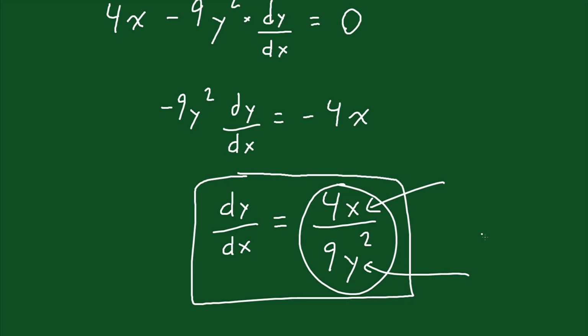Hopefully that clears up implicit differentiation, when to use it, how to apply it, how the chain rule works with it, and how to use it in situations to actually find your instantaneous rate of change. You simply plug in the x and y values. Hopefully that makes sense.